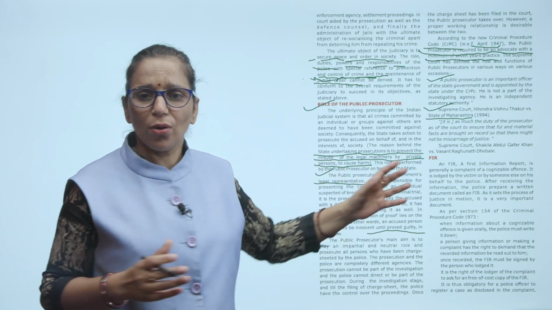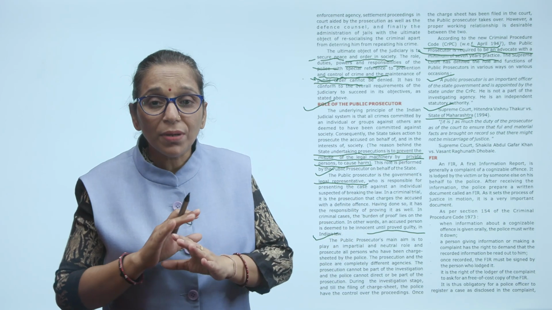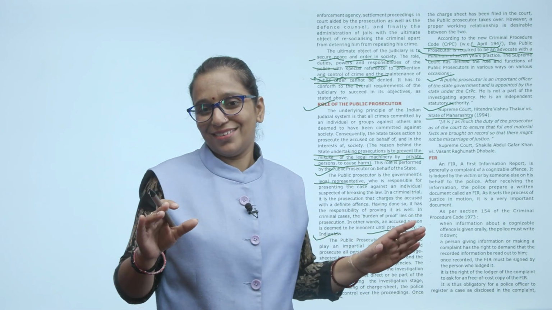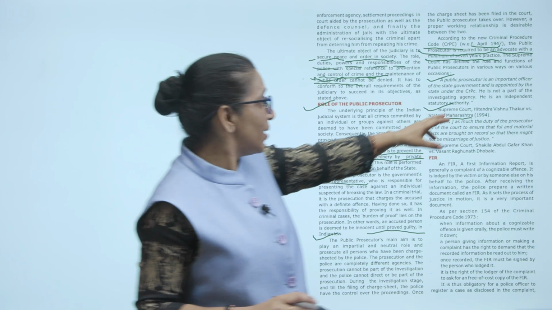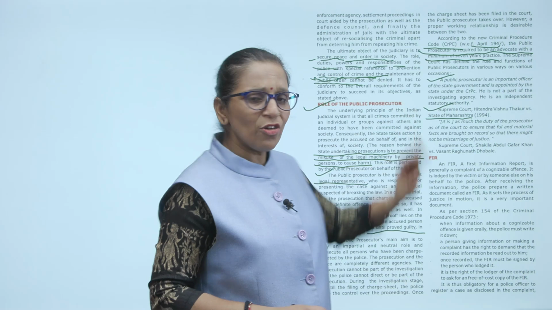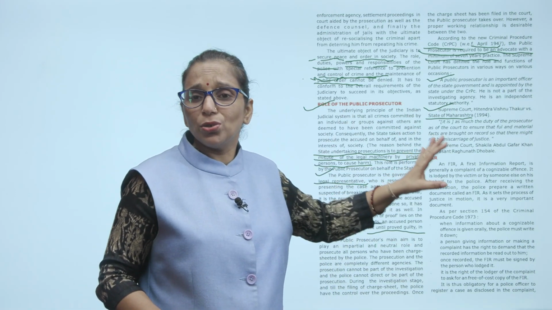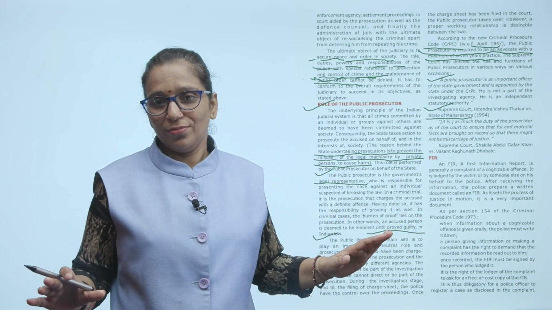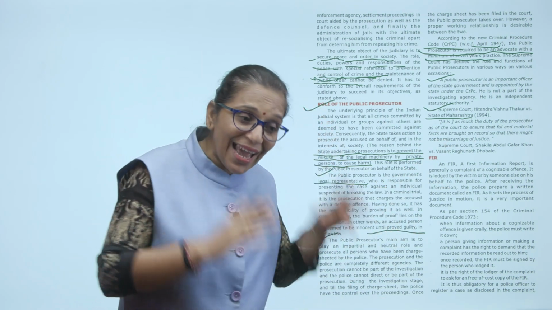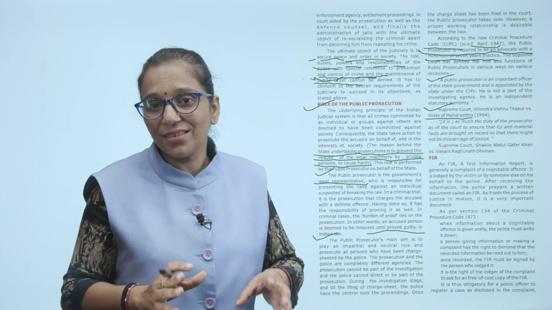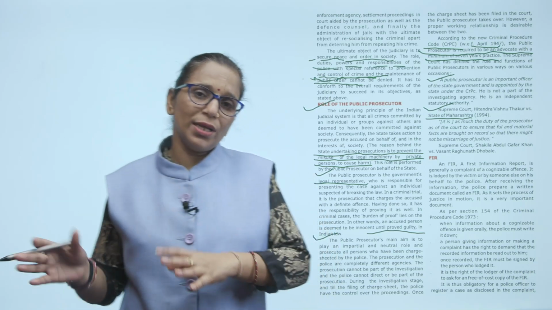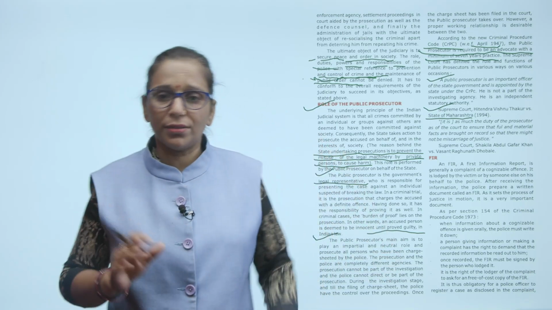court to ensure that full and material facts are brought on record so that there might not be miscarriage of justice. So that was the verdict given by the Supreme Court in the case of Thakur versus State of Maharashtra. Very well said by the Supreme Court that the public prosecutor is independent. He will bring all the evidence on his own observation, on his own investigation, not by taking the side of police or any other person or any other party.